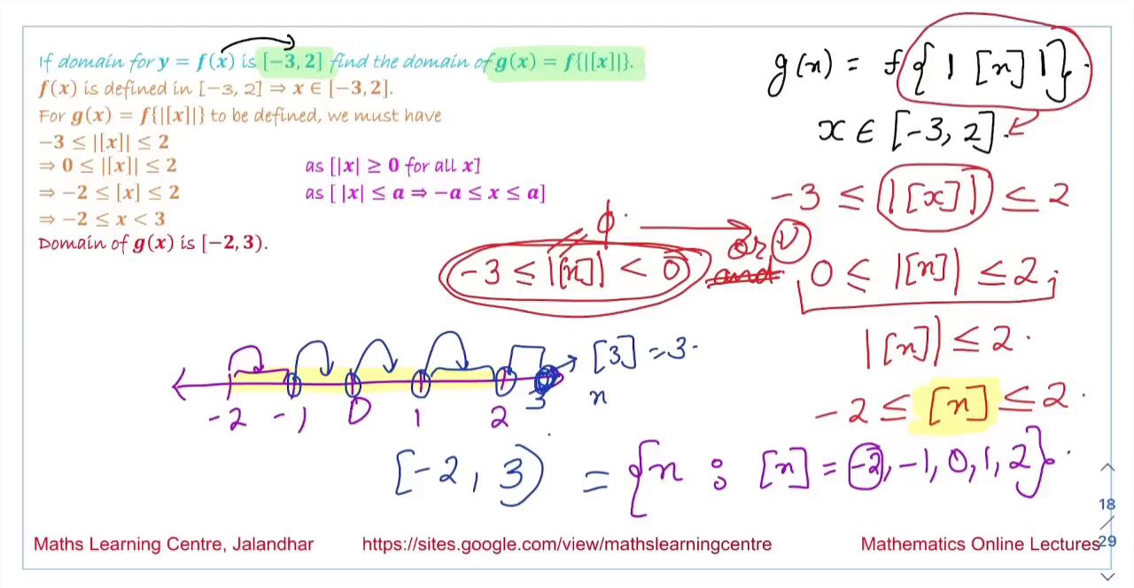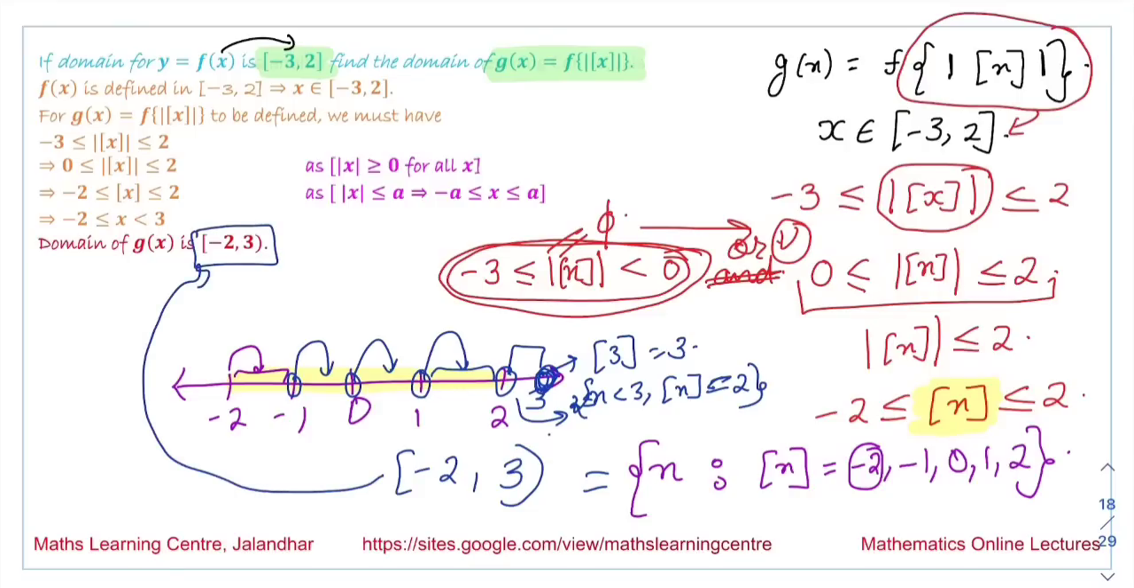And for any x lesser than 3, the greatest integer of x will be equal to 2. We are saying when the values are between 2 and 3, the answer will be 2. So the domain of this function g, we are saying, is minus 2 to 3.